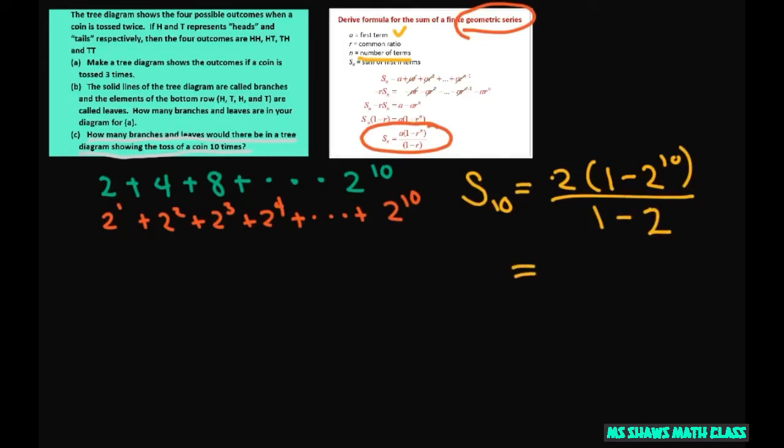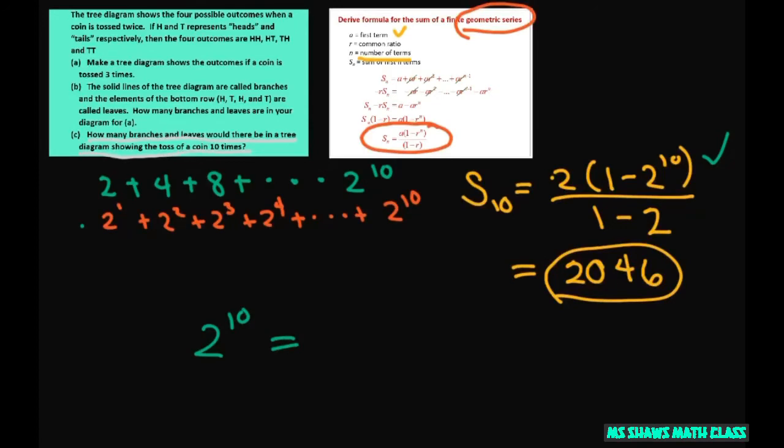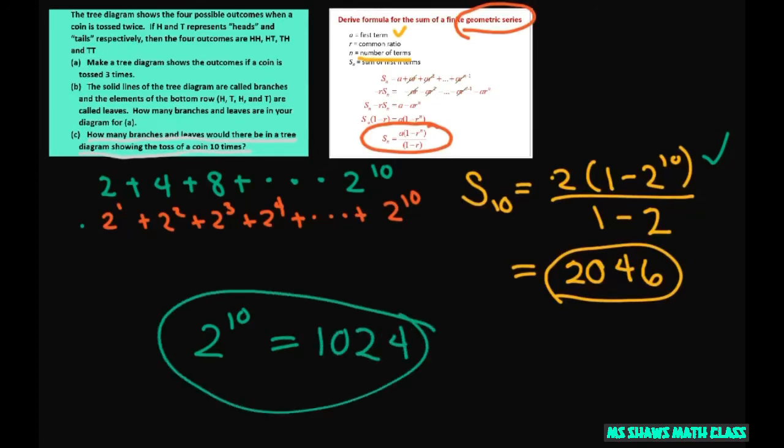And you put that in the calculator, and you're going to get 2,046. So that's the number of branches that would be in the tree. And again, that's a lot easier if you know this formula. If you've already had geometric sequences and series, you'll know how to do that. Now, the number of leaves is just going to be the last row, which is just 2 to the 10th. And that's going to be 1,024. So this is your leaves, and this is your branches.